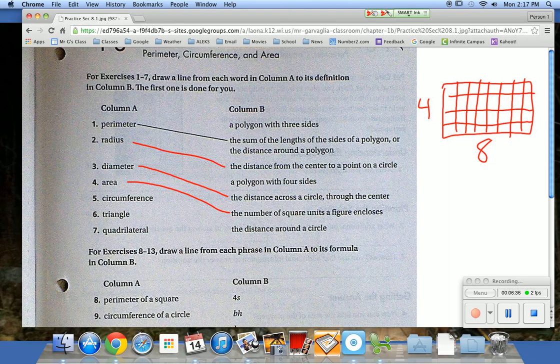If you counted this up, you'd find that there's 32 units in here. All right? 8 times 4 is 32. All right? So that's how you'd find your area. 4 times 8 equals 32. There are 32 units inside this figure.